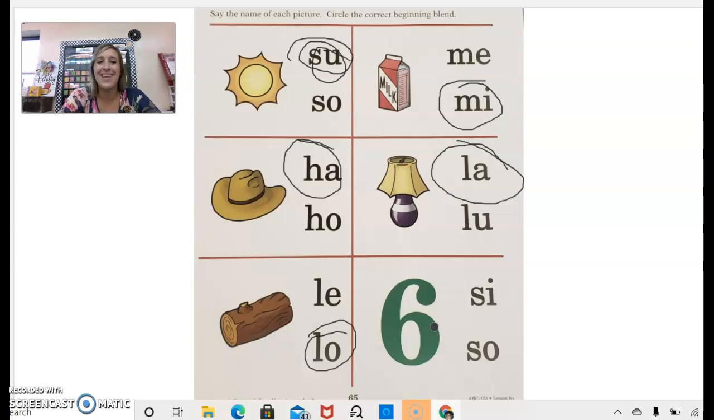Six. All right, so let's look. Which one says si for 6? Very good, this one. Now you may flip it over on the back, and I want you to read those blends.